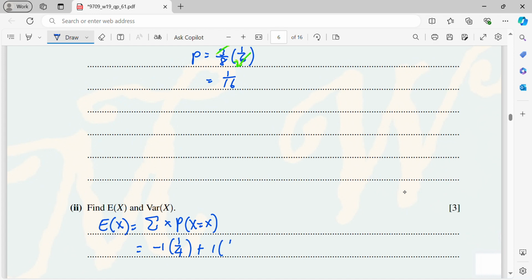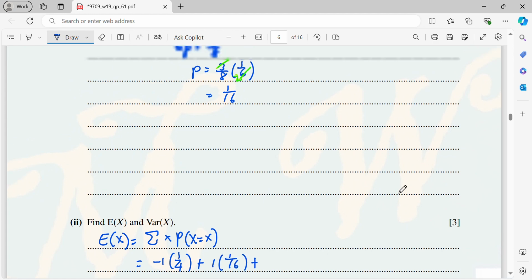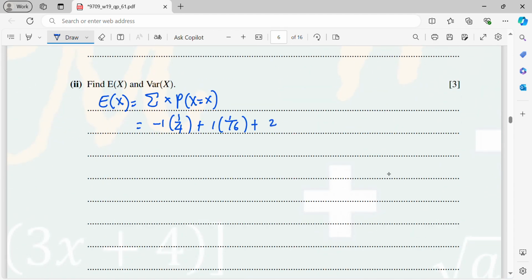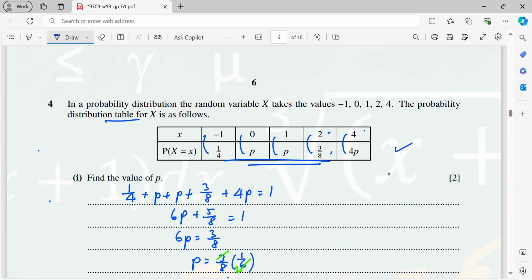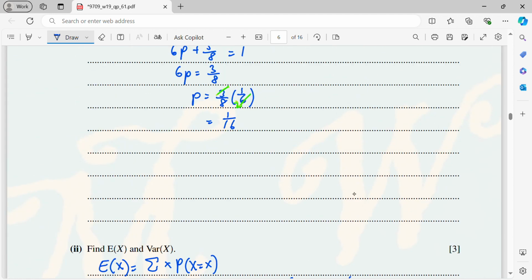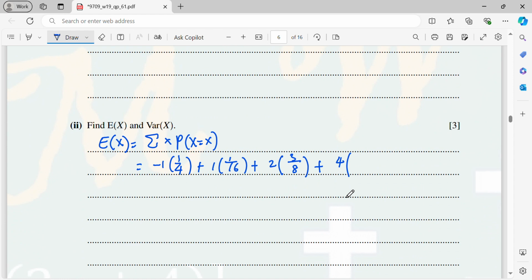So 1 times 1 over 16 plus 2 times 3 over 8. Then plus 4 times 4P. So 4 times 4P. Okay, now your P is 1 over 16, so 4P means 4 over 16. That means now here you will be getting 25 over 16. That is your E(X). Before we get the variance of X, we need to calculate E(X squared).